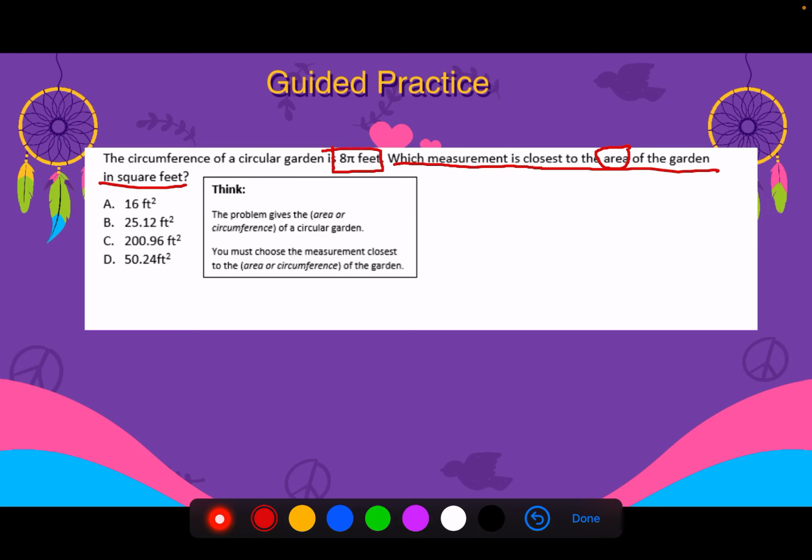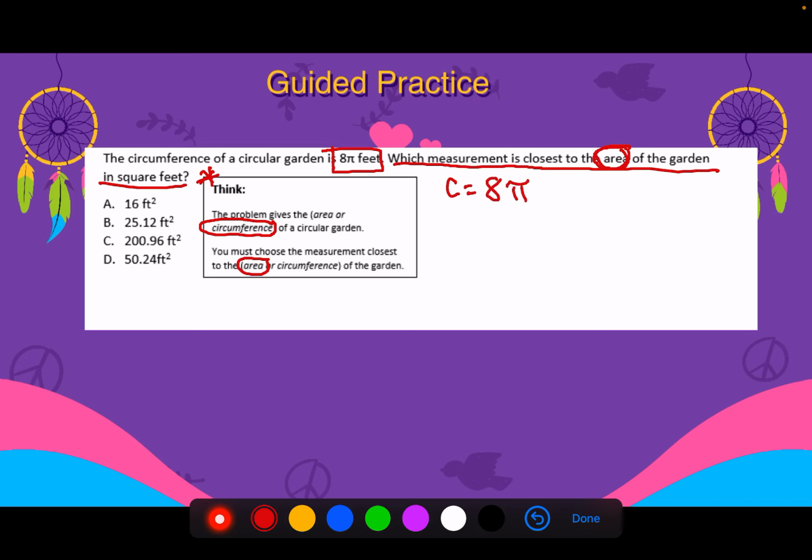Remember, we even circled it here. We said which measurement is closest to the area. So that's what we were looking for. Okay. So now it's going to be similar to the previous one. If it tells us that the circumference is equal to 8 pi feet, okay, we said this formula is similar to C equals pi times diameter. So then that meant that 8 is our diameter, okay?